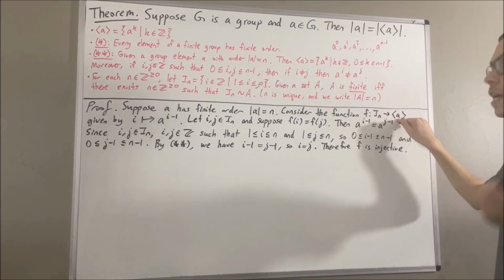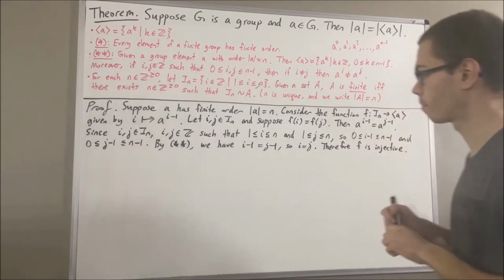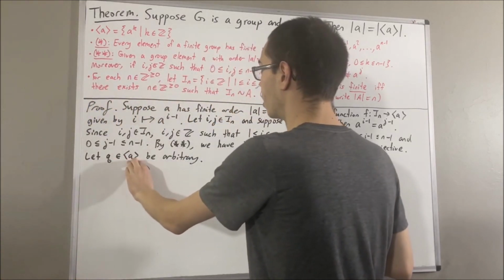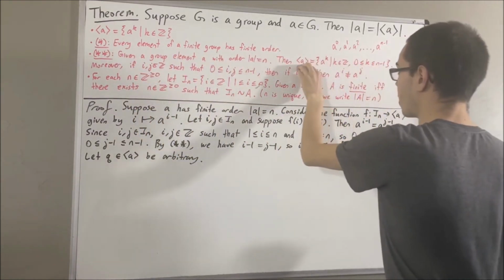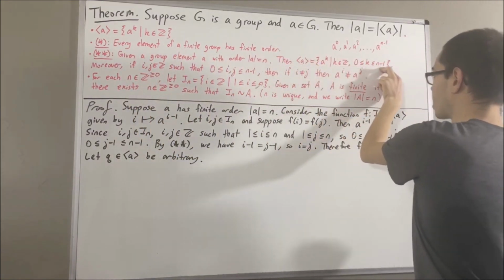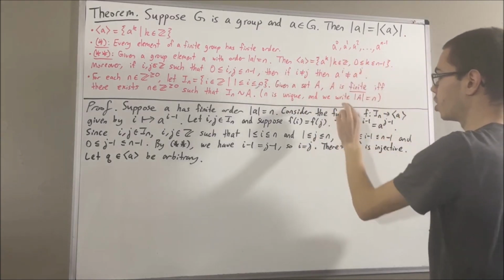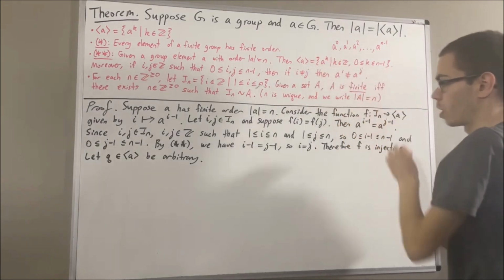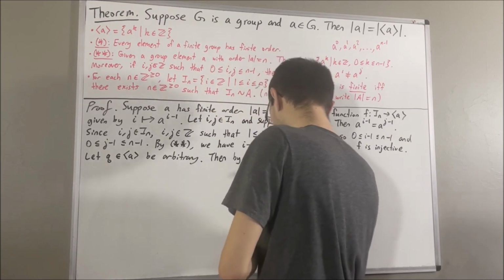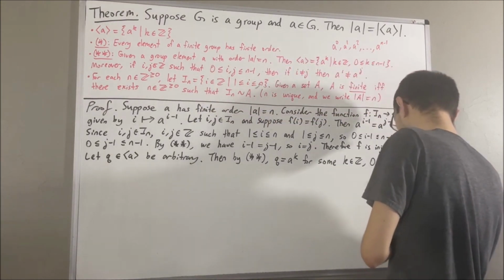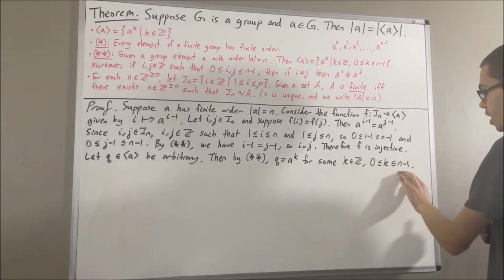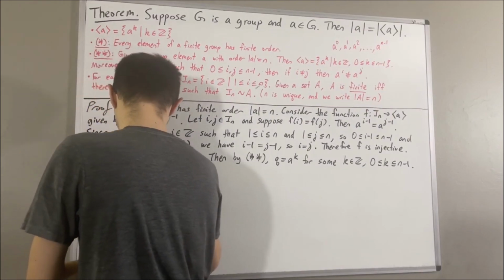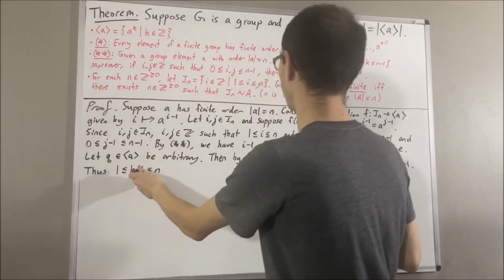So let's give ourselves an arbitrary element q in the group generated by a. Now since q is an element of the group generated by a, well, by star star, we know that the group generated by a is precisely this collection of elements. So q must be equal to a to the power of k for some integer k that is between 0 and n minus 1. Well then, if we add 1 through this inequality, we get that k plus 1 lies between 1 and n. And that tells us k plus 1 is an element of I_n.